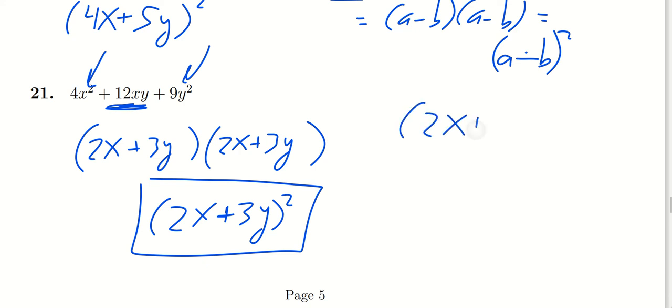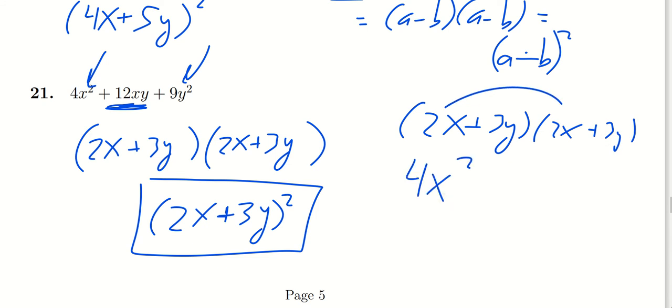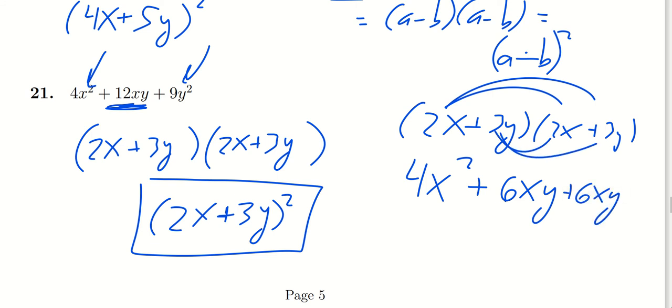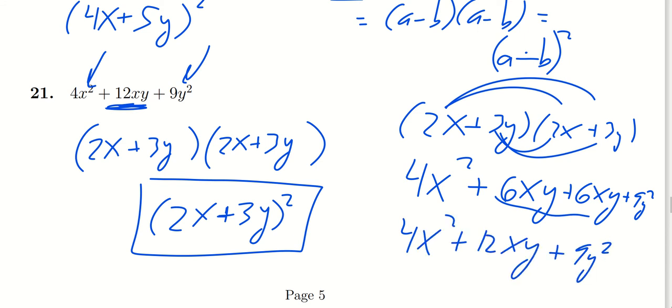If I check my factorization here, 2x times 2x is 4x squared. 2x times 3y is a 6xy. 3y times 2x is another 6xy. And 3y times 3y is a 9y squared. These two combine to give us a 12xy plus 9y squared. So just a quick check. Yep, that's what we started with. So we know we do have the correct answer.